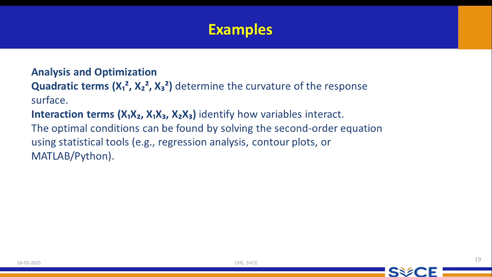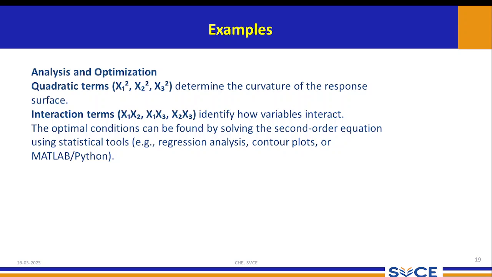In the analysis and optimization, the quadratic terms, as I told you, x1 square, x2 square and x3 square, determine the curvature of the response surface. Interaction terms, x1 x2, x1 x3 and x2 x3, identify how variables interact. The optimal condition can be found by solving the second order equation using statistical tools, regression analysis, for example contour plots, MATLAB and Python. By writing code to solve the nonlinear equation with the quadratic effect, we can find the values of the variables. Not only by RSM, we can also carry it out with MATLAB.